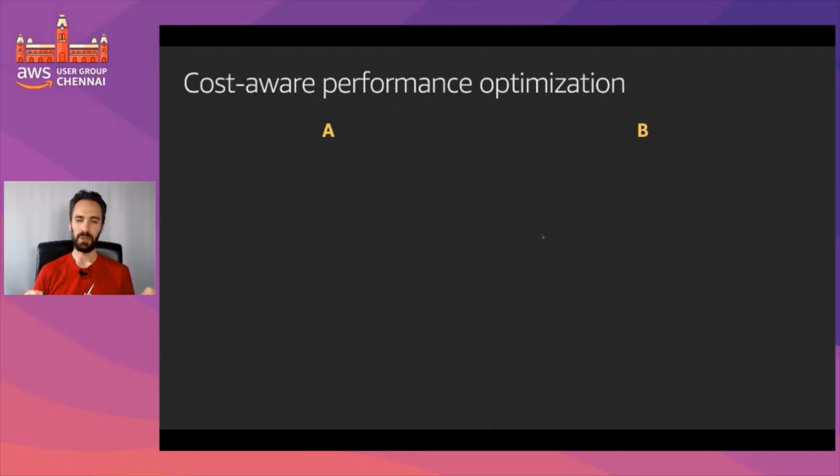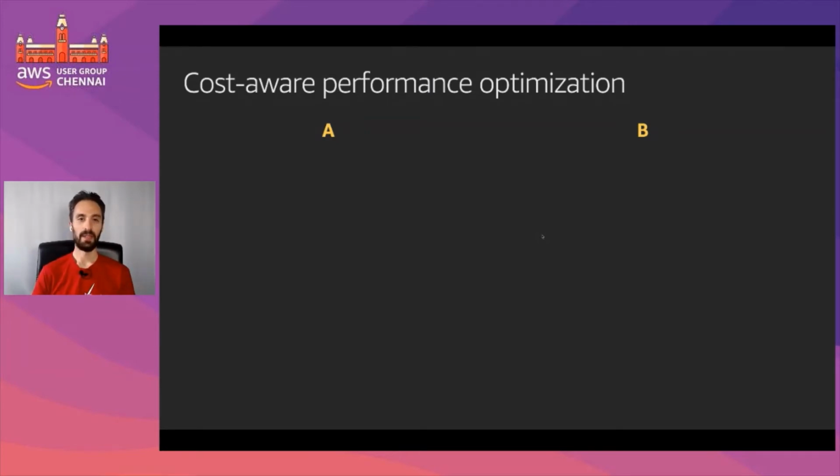So before we do that, I want to give you another concept that I find very interesting, this idea of cost-aware performance optimization. Because what happens in organizations is that you do not have infinite resources. You have maybe 10, 20, 50, 100 Lambda functions in your architecture. And at some point, someone will come to you and say, hey, I want to optimize my functions. How do I do that?